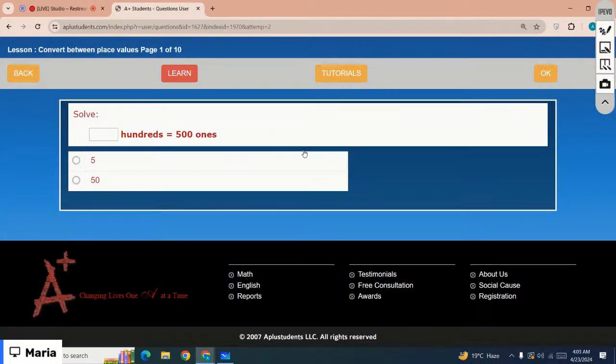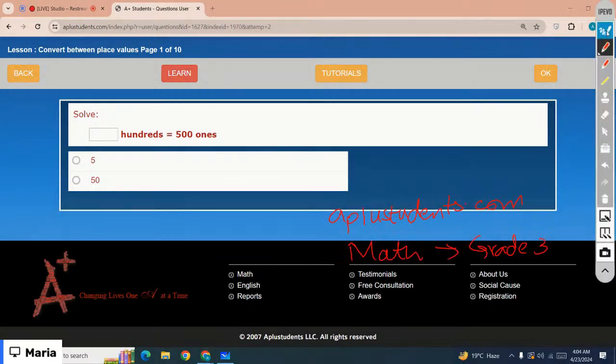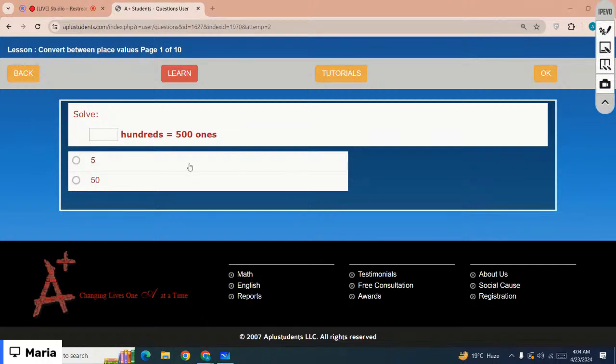Okay, 500 ones equal how many hundreds? So just understand the question. You have 500 ones. So how many hundreds do you have? Already when you read the number, you have 500s, right? So that means you have 500s. The correct option is 500s.